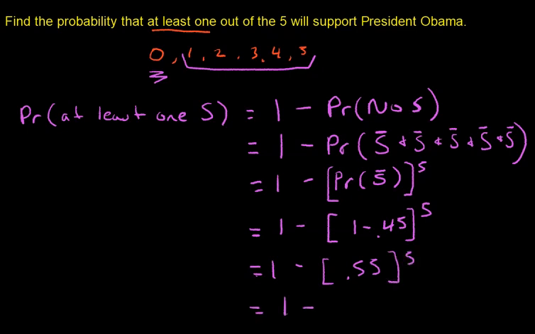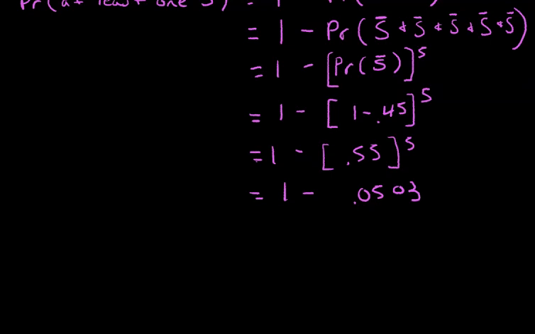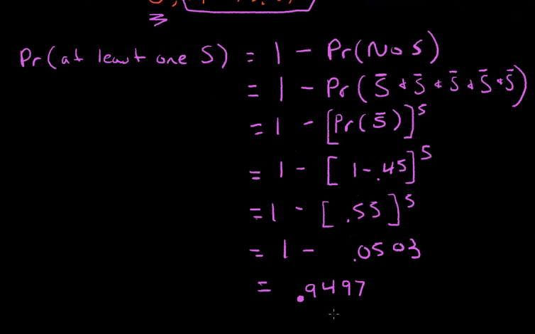So that's 1 minus 0.0503, which equals 0.9497. So the probability that at least one person supports the president is rather high. At least 1 out of the 5 supporting the president, it's 0.9497.